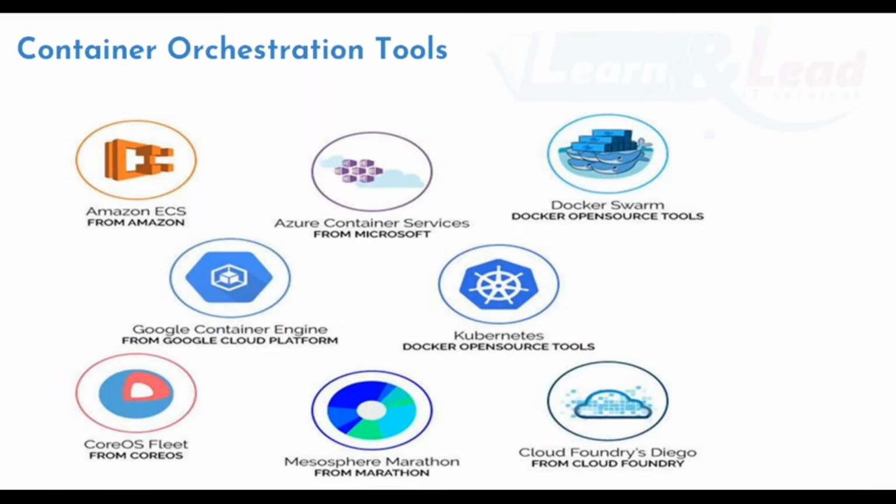Now there are various container orchestration tools, as you see. Every cloud has its own: Amazon has ECS, Azure has ACS, Azure Container Services, and Google has Google Container Engine. Along with that, Docker itself is a containerization platform, so it also gives us a container orchestration platform, which is called Docker Swarm. And there is one thing which is of interest in our course right now, which is Kubernetes.